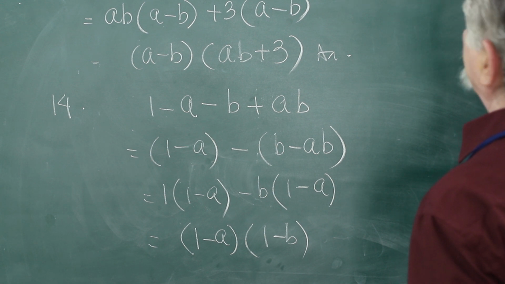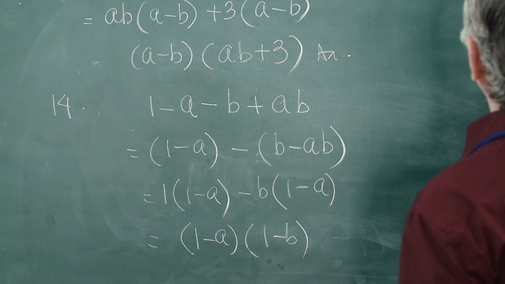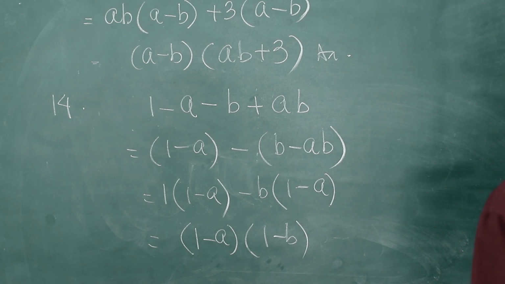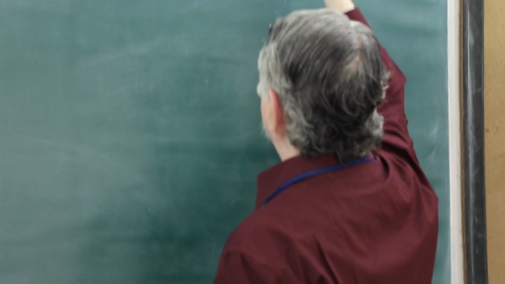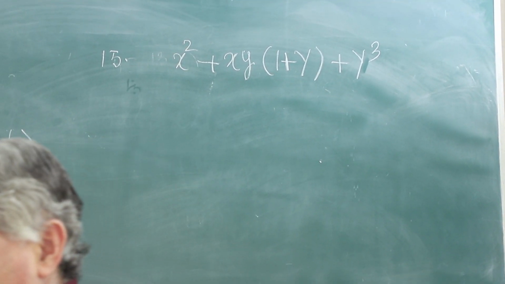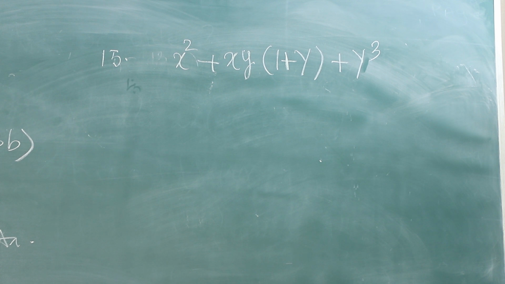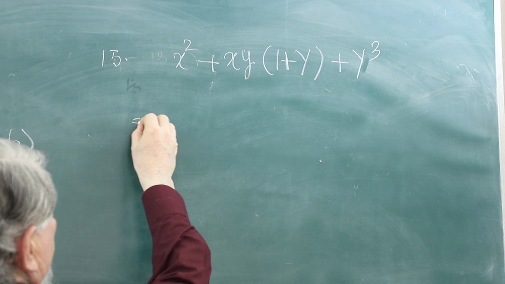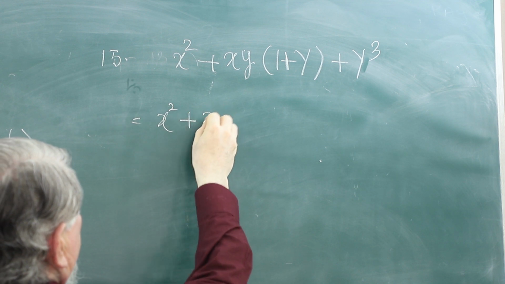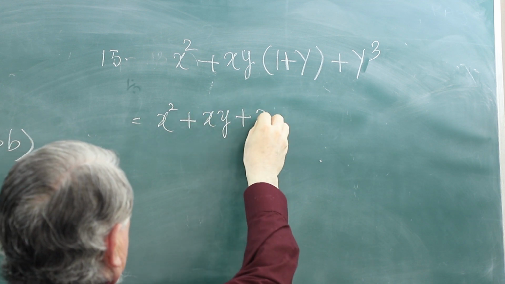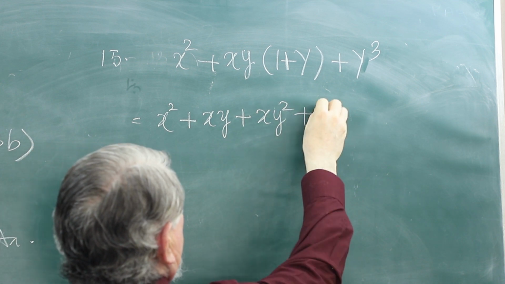x squared plus xy into 1 plus y plus y cubed. We told you in the beginning that we always look for common. We try to make pairs, but you will say, I don't see any pairs here. If I don't see any pairs here, what should I do? I should open the bracket, multiply, and see what I get. x squared plus xy plus xy squared plus y cubed.